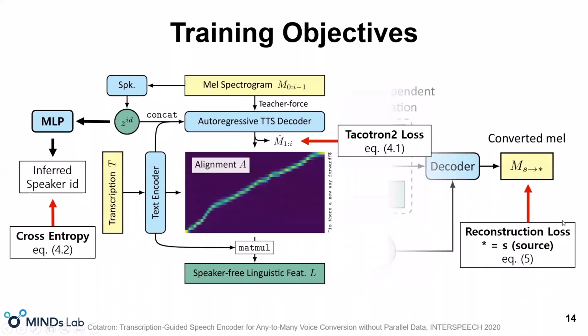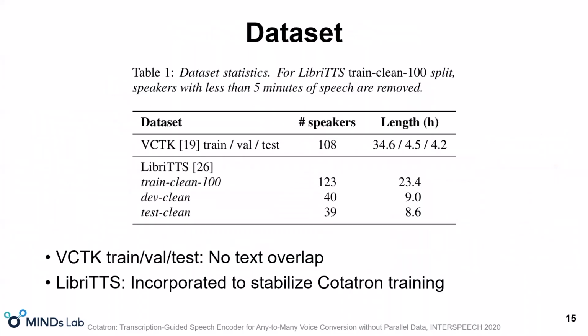Let us revisit the training objectives with the figure shown before. On the left side, the speaker encoder for Cotatron and an auxiliary multi-layer perceptron classifier are trained with speaker classification loss, while the autoregressive TTS decoder is trained with the original Tacotron 2 loss. On the right side, all trainable modules excluding the Cotatron are trained with reconstruction loss.